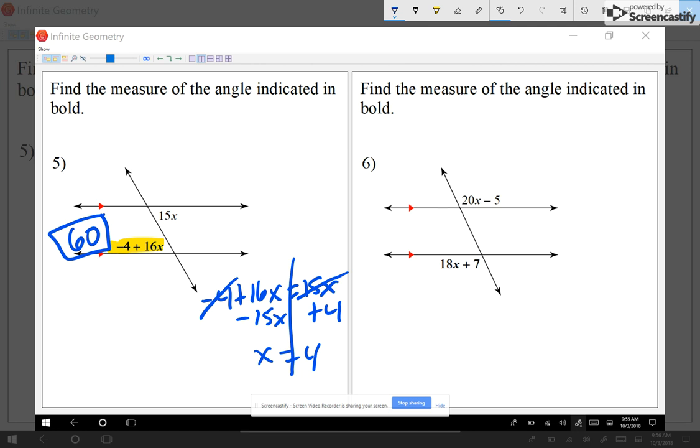Okay. Now looking at number 6, I'm going to solve for x first. So I'm going to let the two angles equal each other.